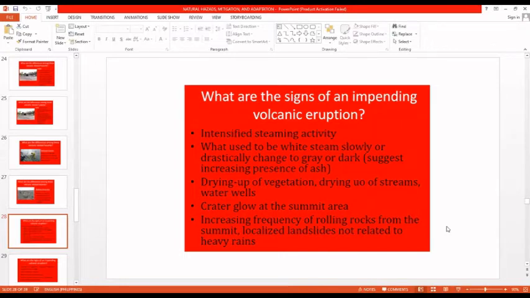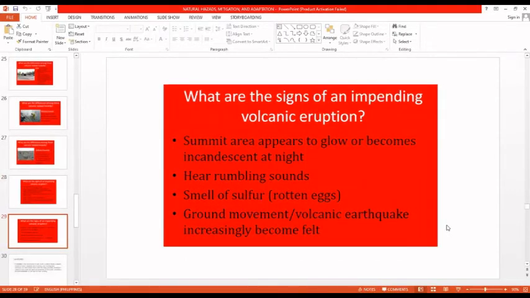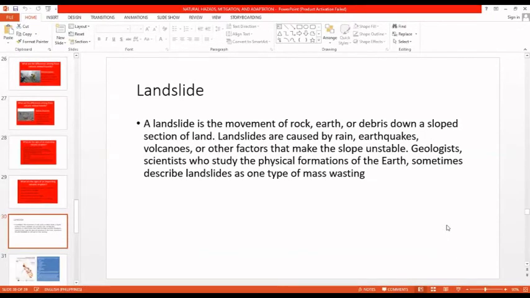Then drying of vegetation, drying up of streams, water wells, then crater glow at the summit area. And merong frequent na earthquake na nangyayari dahil may mga rolling of rocks na. And summit area appears to glow or become incandescent. At night, sa gabi, titingnan mo ang ganda tingnan kasi parang nag-glow siya, but delikado. So you can hear rumbling sounds, then the smell of sulfur or the rotten eggs. Then ground movement or volcanic earthquakes increase and become felt. Basically, nararamdaman na yung pagkakaroon ng lindol.